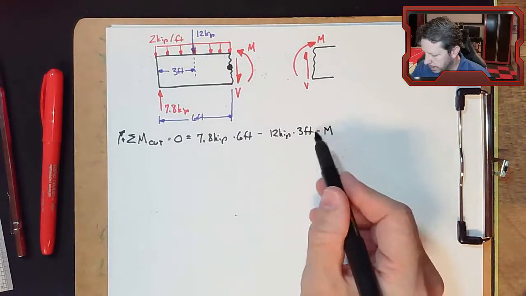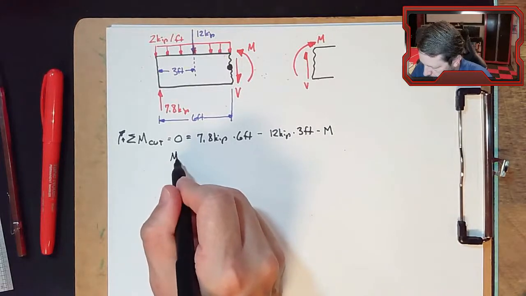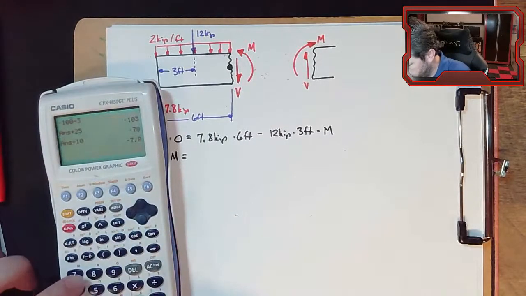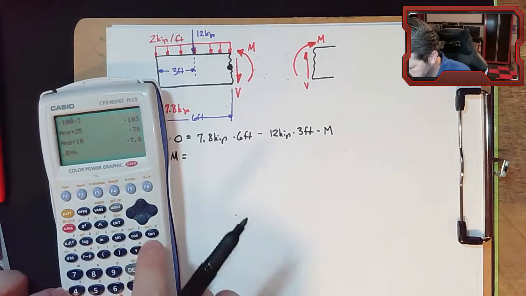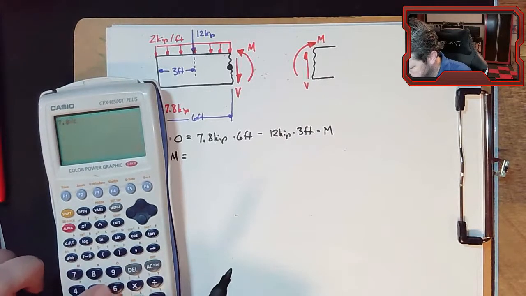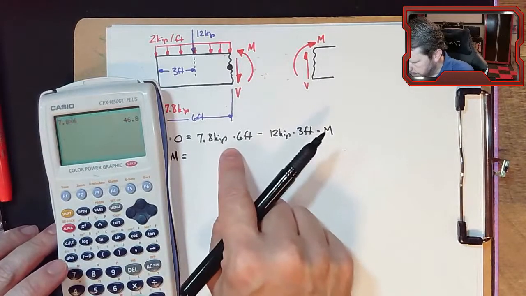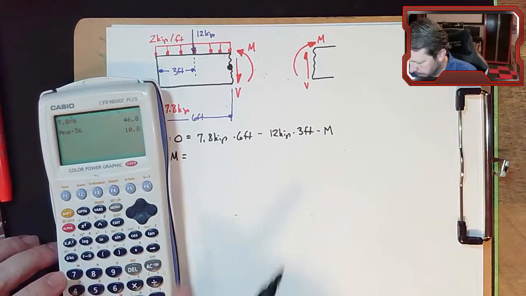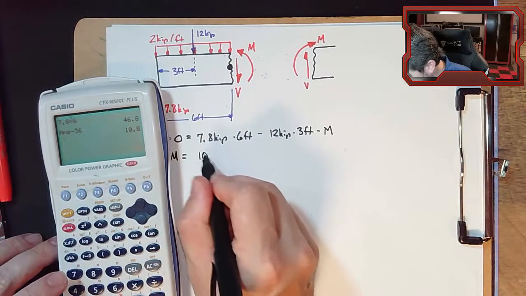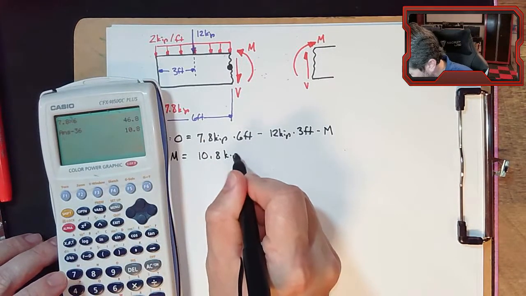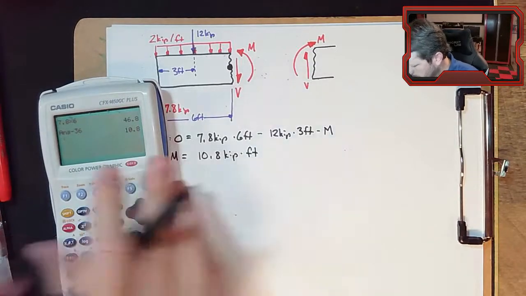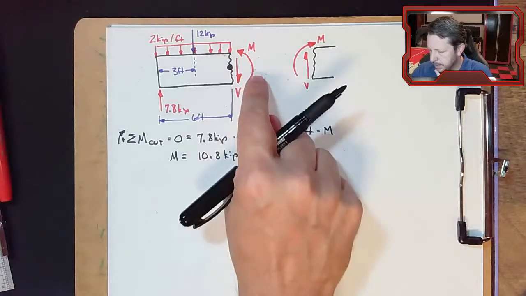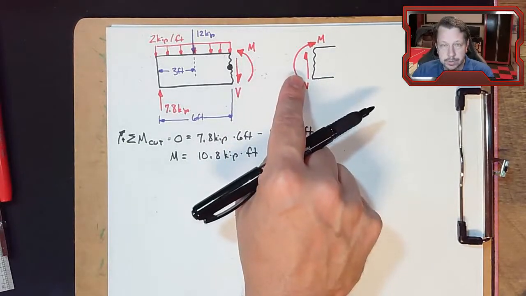So I'm going to move minus M to the other side, so I get M equals, and then we're going to do this math. 7.8 times 6, oops, I didn't get the 7 in there. 7.8 times 6. This term is 46.8, minus 12 times 3 is 36. 10.8 kip-feet. It came out positive, so that means that these arrows would all be drawn in the correct orientation.